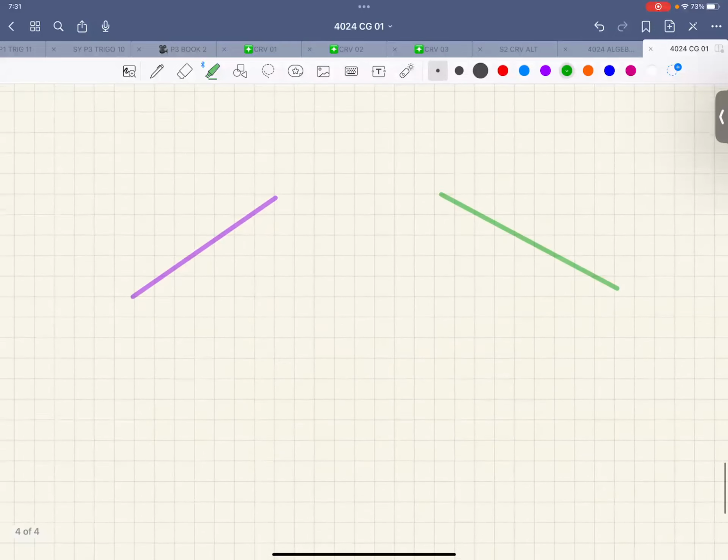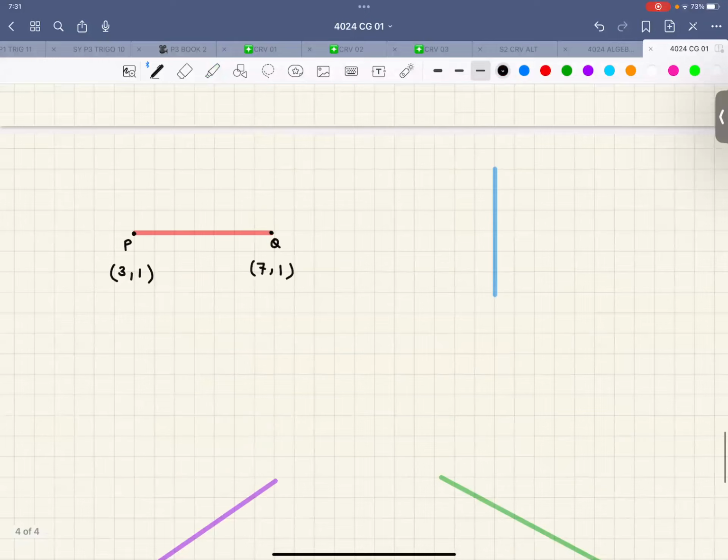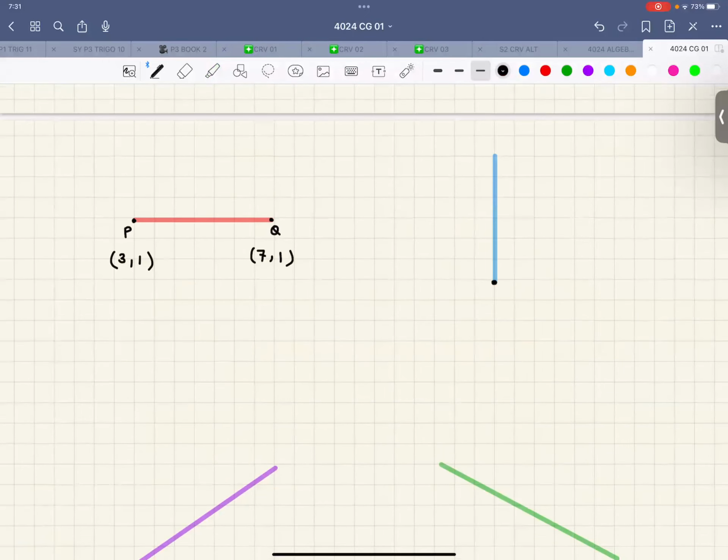Let me label some coordinates. Let me label this thing as P and Q. And this coordinate is 3, 1. This is 7, 1. Let me label over here, something like P, Q, R and S. This is 5, 2. And this is 5, 8.